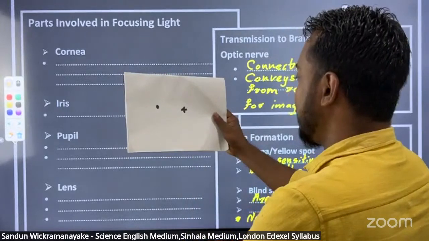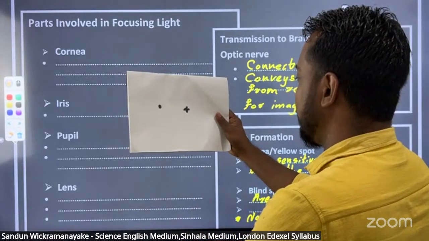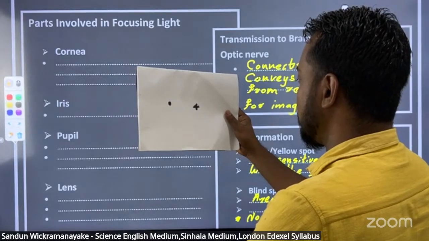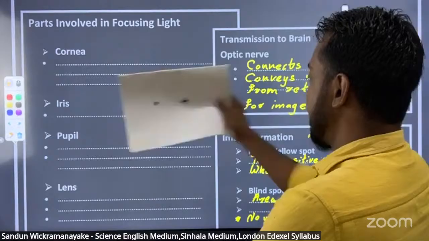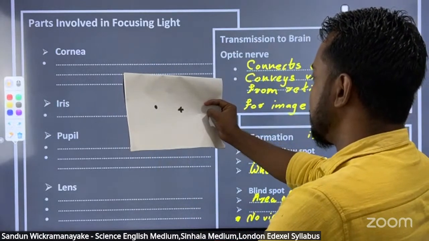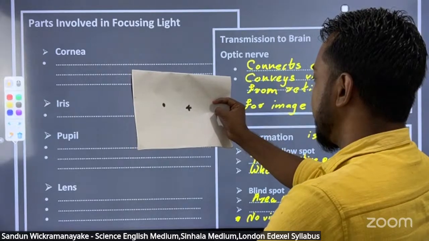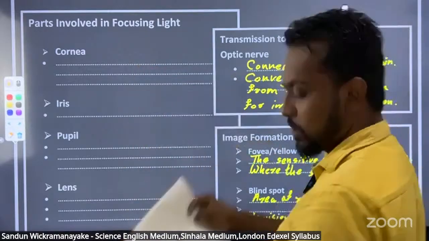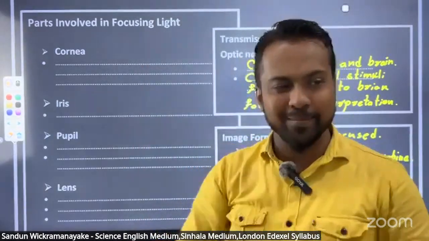and also you should move this plain sheet slowly towards you. Slowly you should bring it towards you at one time. You cannot see that dot.